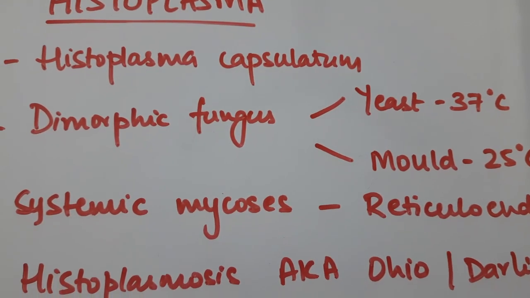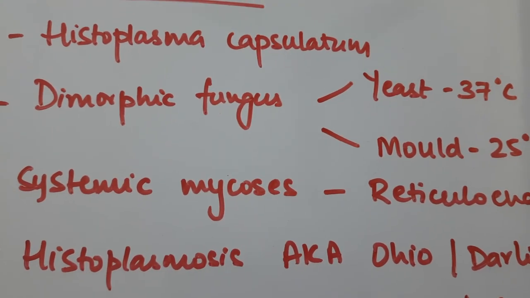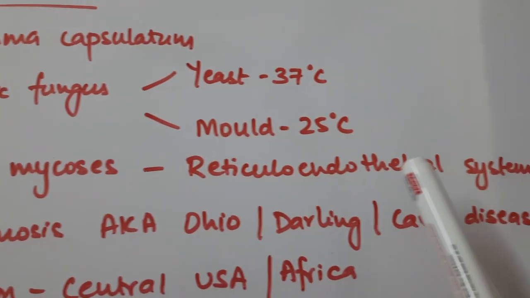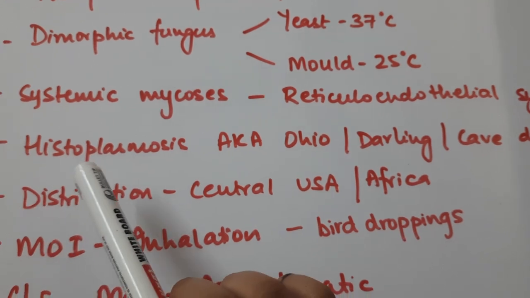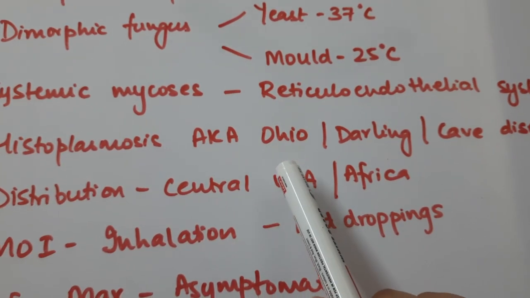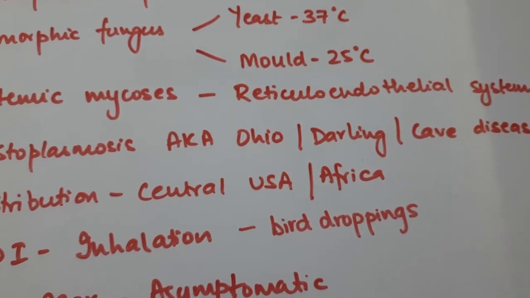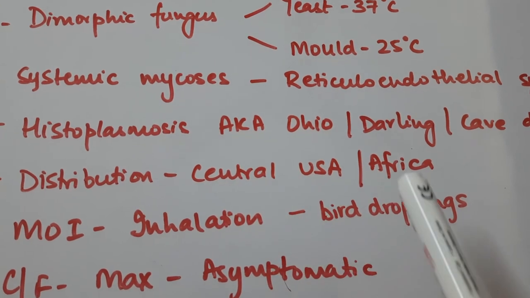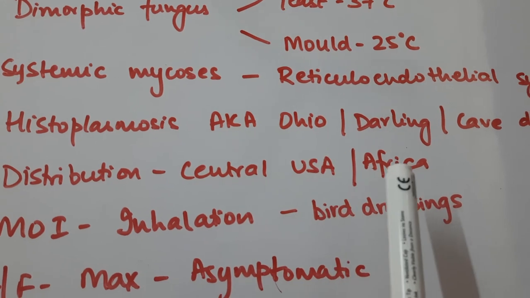Histoplasma is responsible for an infection which constitutes systemic mycosis. The particular system that it affects is the reticuloendothelial system. Histoplasmosis is also known as Ohio disease or Darling disease or cave disease. It is distributed in central USA and Africa. So this is where this infection is more commonly seen, in central USA and in Africa.